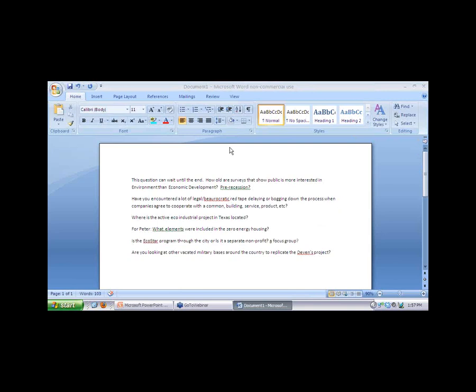EcoStar is run through the city of Devens, but we set it up as a not-for-profit. So it was created by a municipality, and now it's set up as a nonprofit.